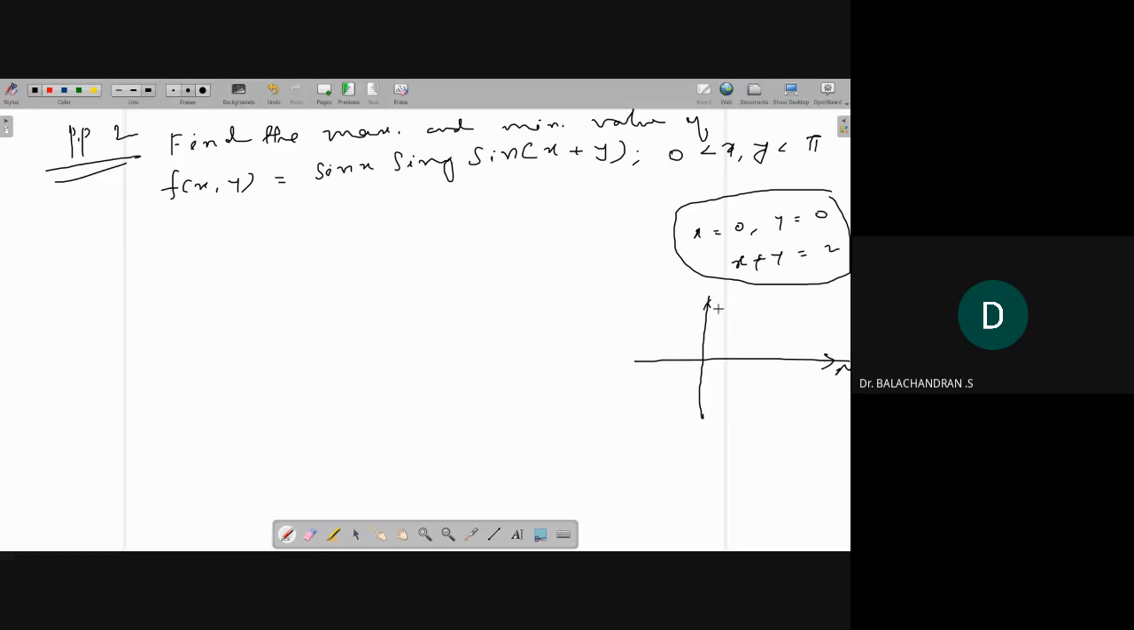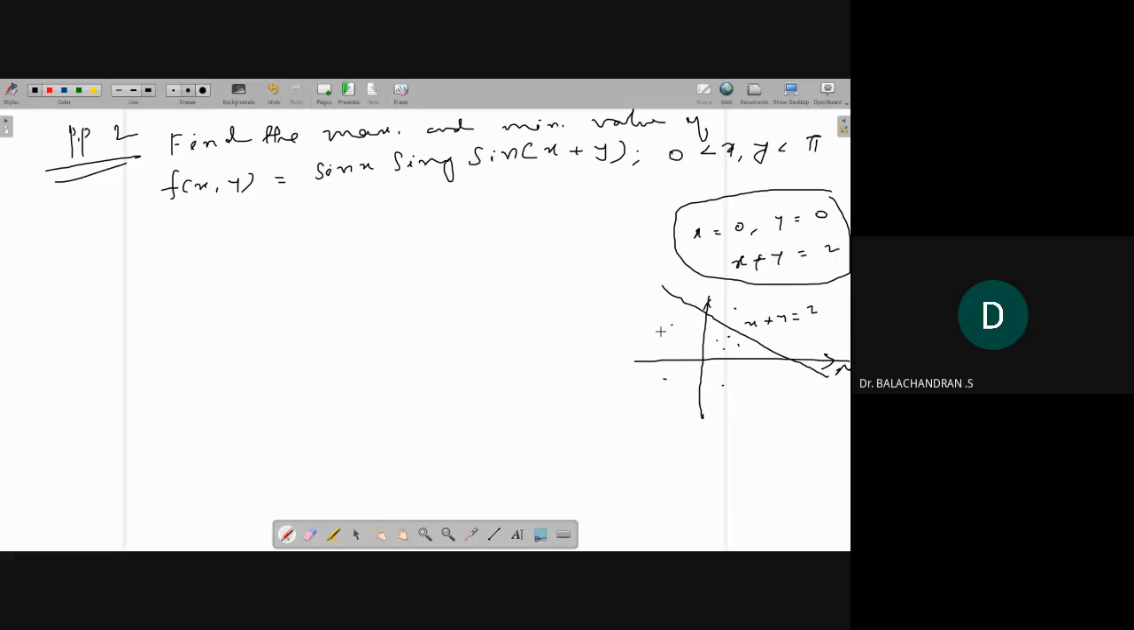This is the x-axis, this is the y-axis, this is x equal to 0. So this is the line x plus y equal to 2. Using this region, you should find the points you obtain from fx equal to 0 and fy equal to 0. That stationary point, which lies inside the region, you should consider. Suppose it lies outside, there is no need to consider it.